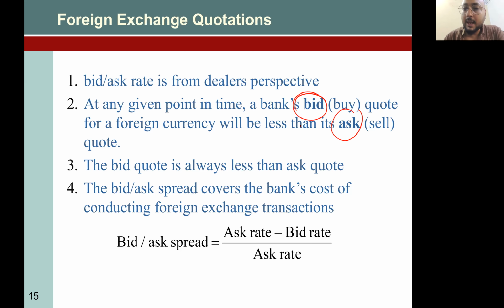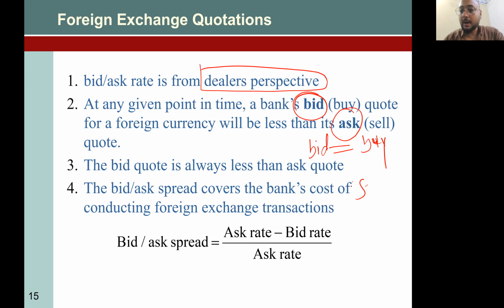What is bid and ask? Bid and ask is basically the dealer's perspective. Bid means the dealer wants to buy at this rate. Ask means the dealer wants to sell at the ask rate. So I told you a little hint. Since bid starts with B, it means buy, not customer buy, dealer buy. Similarly, ask has S, so you can just say that the dealer wants to sell.